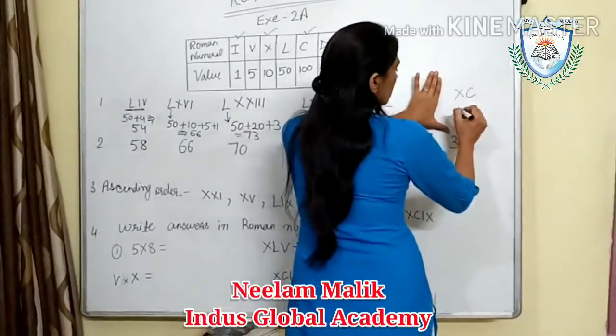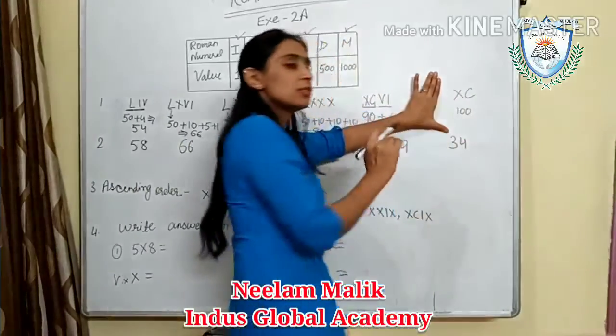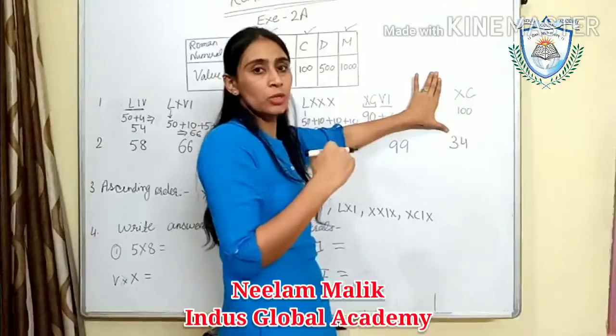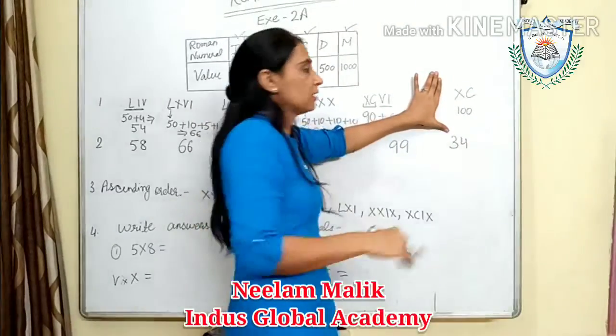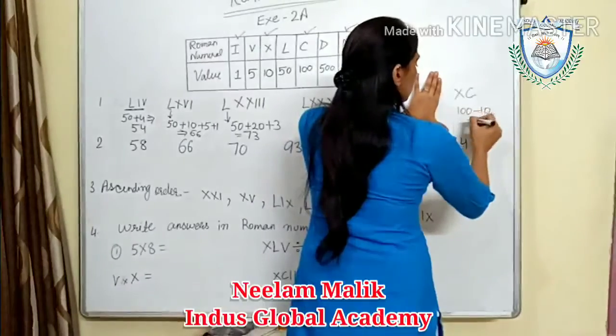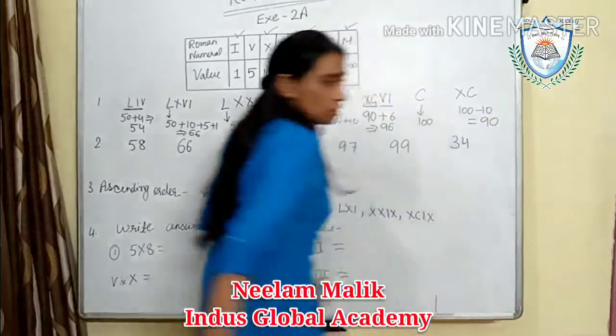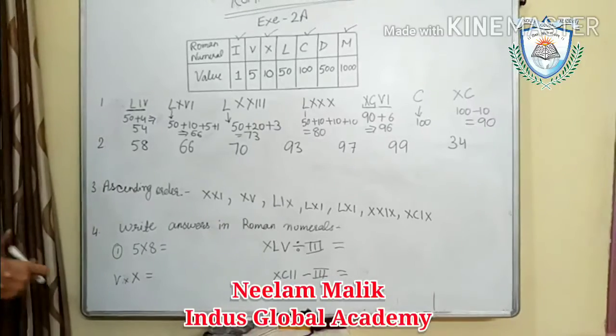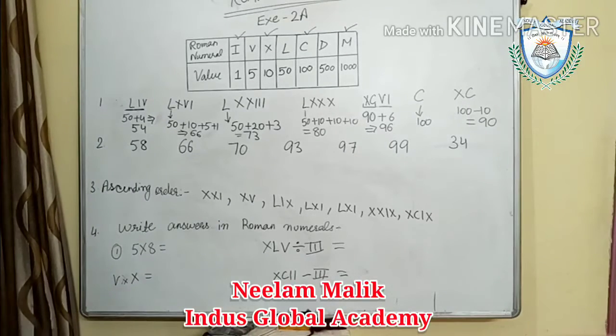XC. What is C? C is 100 and X is used on the left hand side and that is smaller than C. So we will subtract that. So it will be minus 10. That means XC is your 90. Okay.